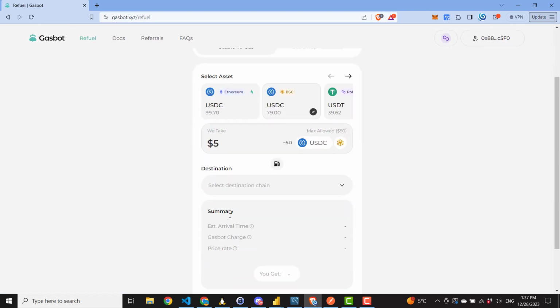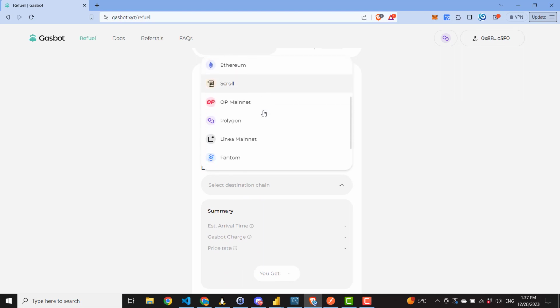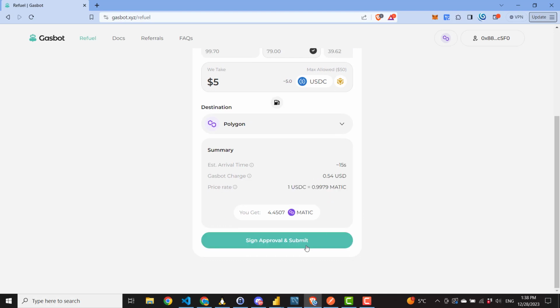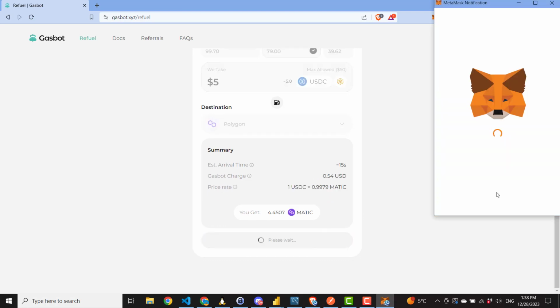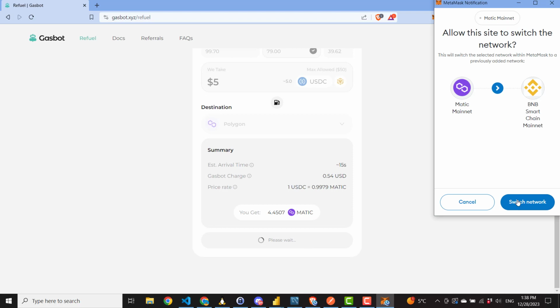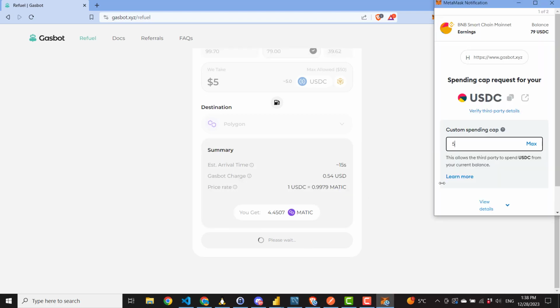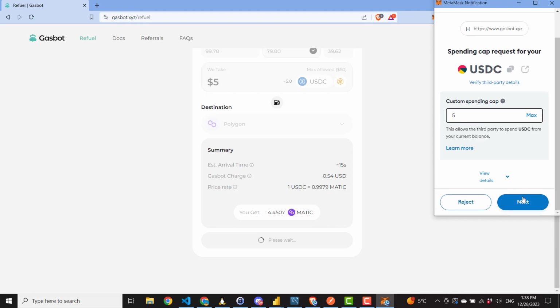So for example, give me $5 worth of BSC gas on Polygon. It'll probably ask me to switch chains real quick. Basically the only difference is instead of signing a permit message, we're sending an approval transaction. So once that approval transaction is confirmed, Gasbot is going to do the exact same thing of relaying the call on the source chain to take the stablecoins. And once that's confirmed, it'll send the gas on the destination chain.